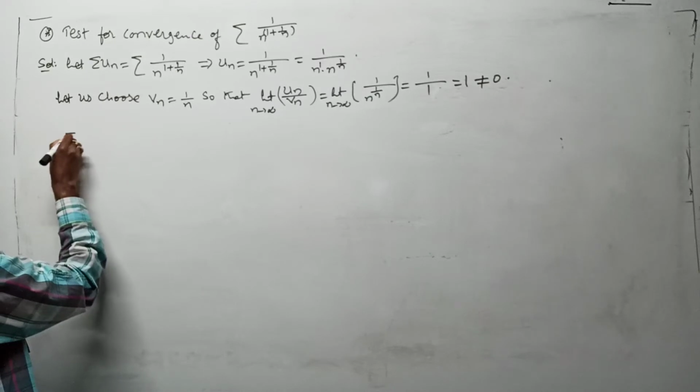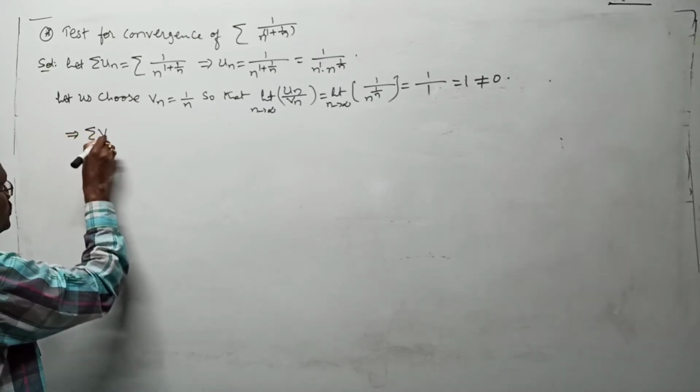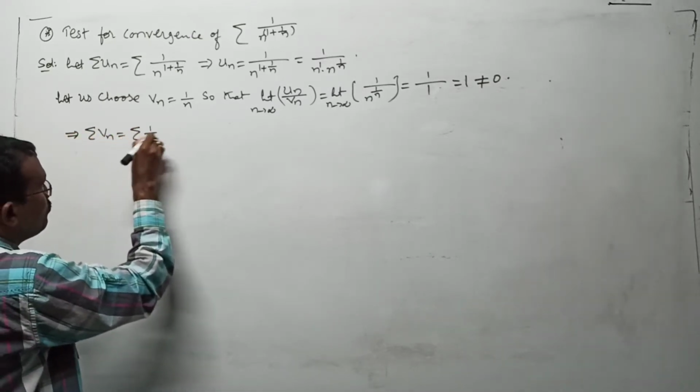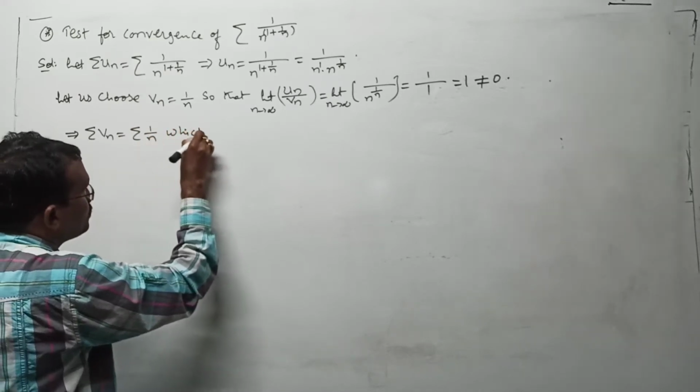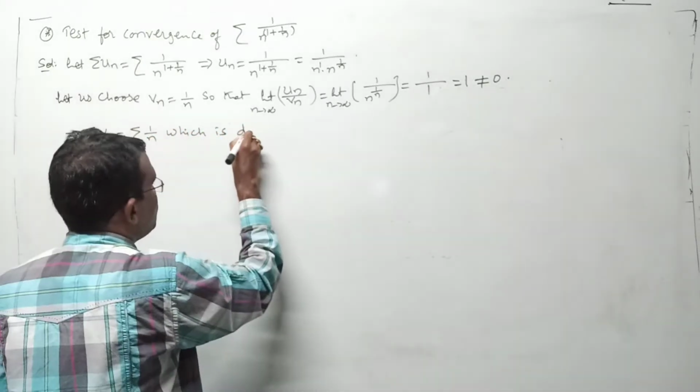Now let us go to the nature of sigma Vn. Sigma Vn is what here? Sigma 1 by n, which is divergent by p test.